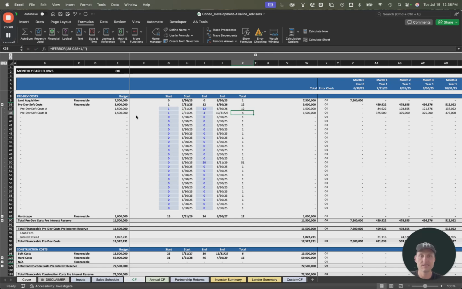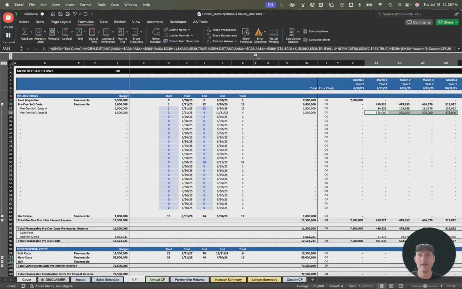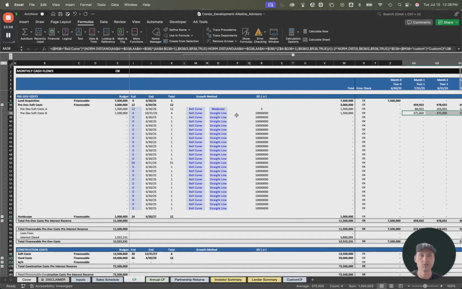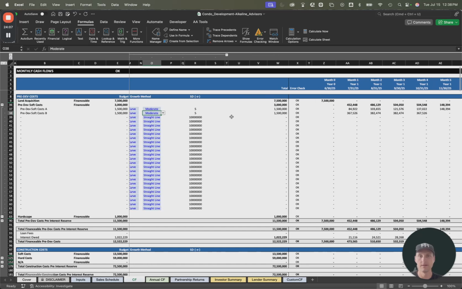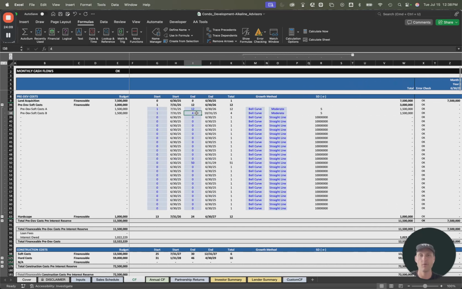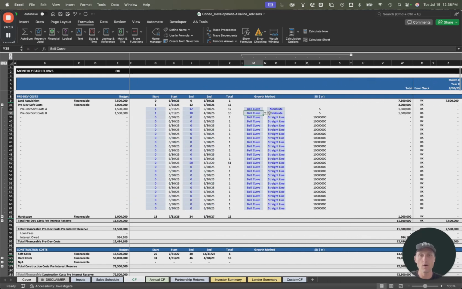And that means that 1.5 mil is going to be allocated evenly over 4 months, evenly if we have straight line allocation. If we don't have straight line allocation, we can have a bell curve, and that means that there will be a moderate or steep bell curve from months 1 through 4, or you can do months 1 through 10, and then it'll update automatically. Or you could do custom, and if we have custom, we'll go to the custom cash flow tab, right?